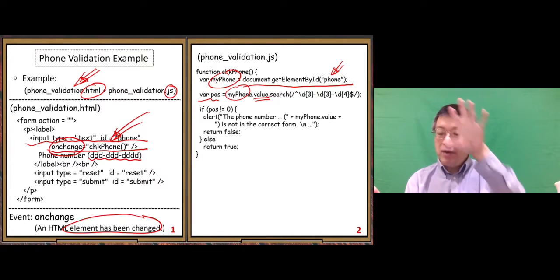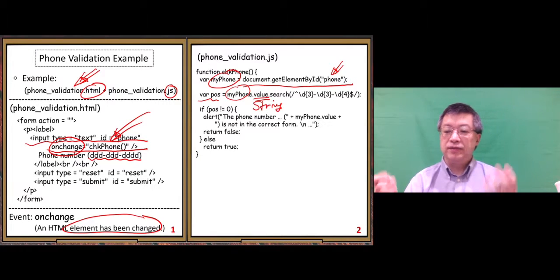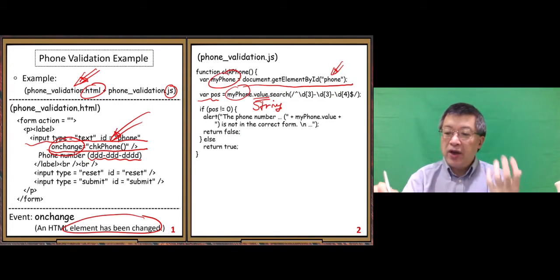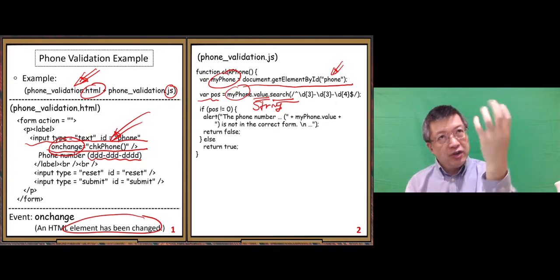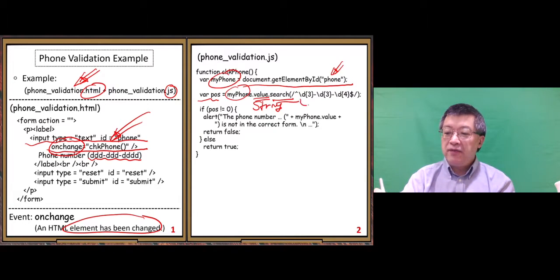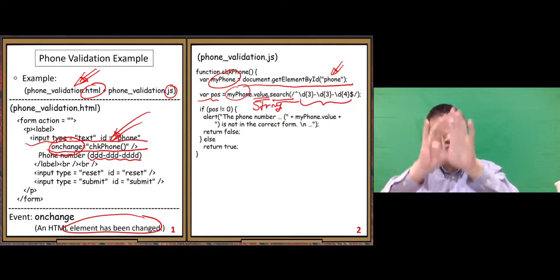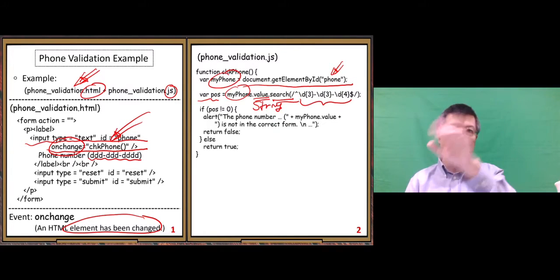Because it is a string, right? We know the value is a string. If it is a string, the string can call its search method. For the search method, you can use a regular expression to describe the pattern you want to match. So that's the logic, the way to use the regular expression.